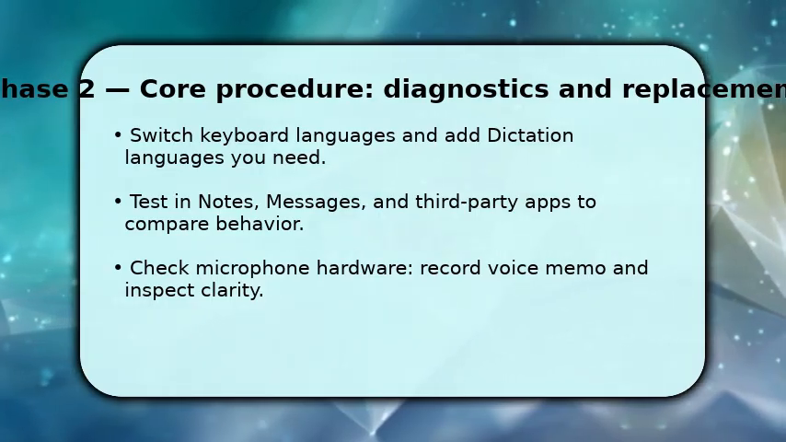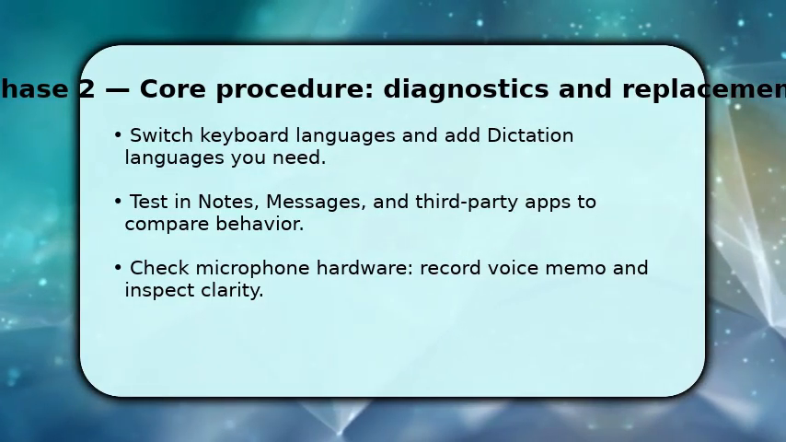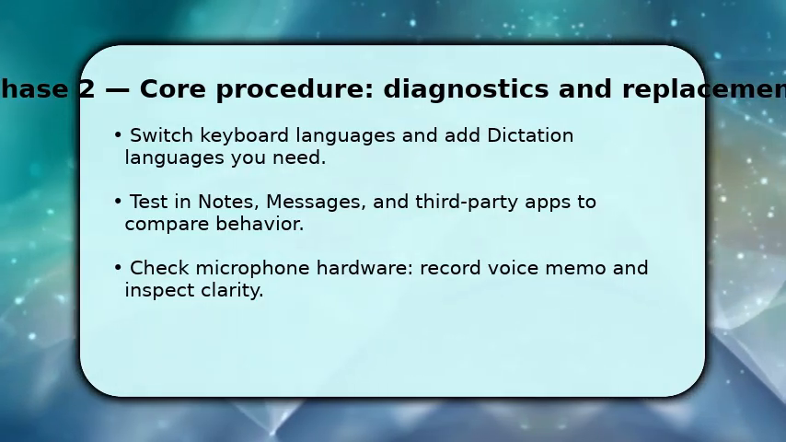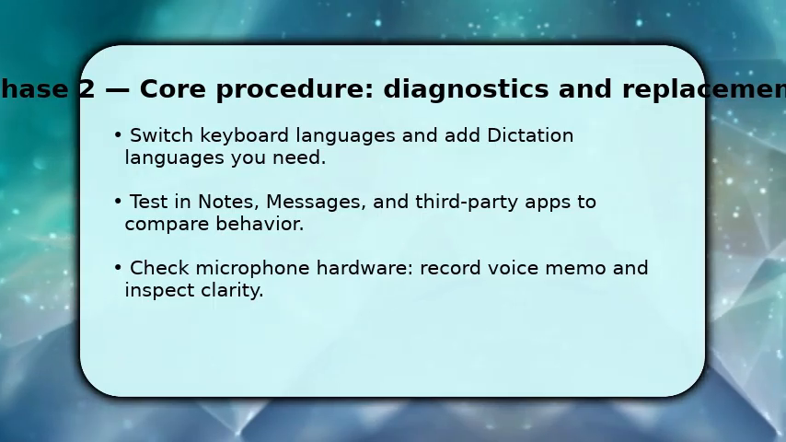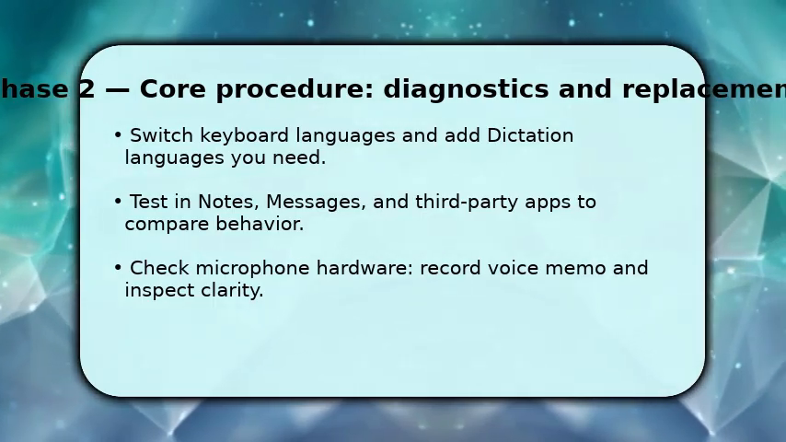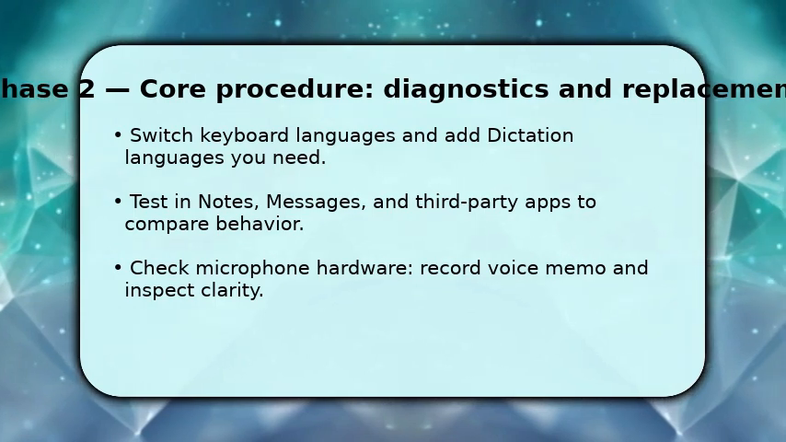If accuracy is poor, record a voice memo to verify microphone hardware. Background noise, muffled sound, or case obstruction explains many errors. Once you isolate whether the issue is app, network, or hardware, you can apply focused fixes.